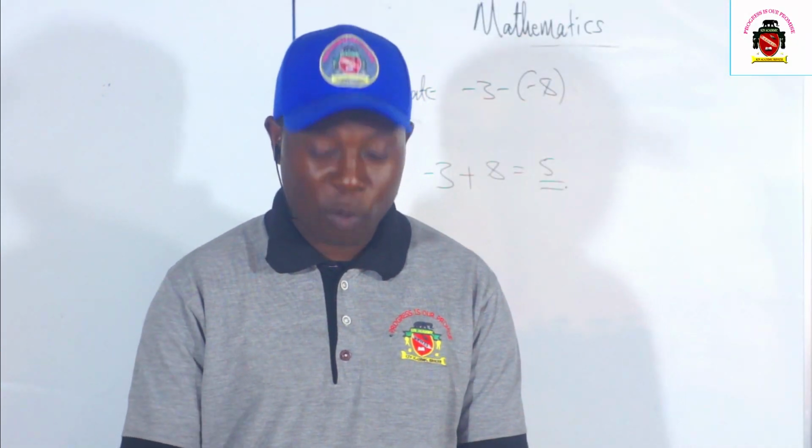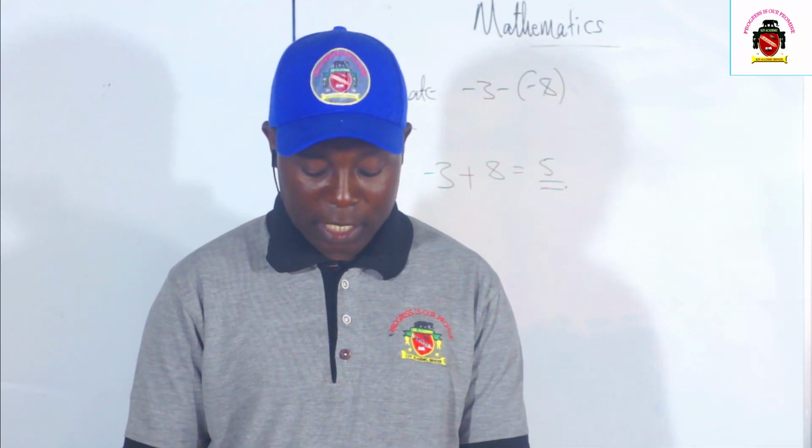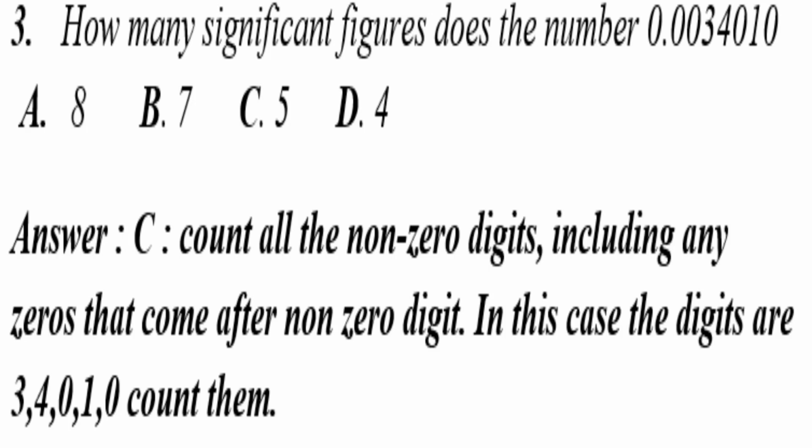Now, question 3, they were asking us how many significant figures does the number 0.003410 have? In that case, you can see that the first zeros are not significant. So the numbers that are significant start from the non-zero digits, that is 3, 4, and also a 0 that is in between non-zero digits, and also the 0 at the final position. Those are significant. So we can count, we have 3, 4, 0, 1, 0. So that is 1, 2, 3, 4, 5. So the answer in that case is C, where C is 5 significant figures.